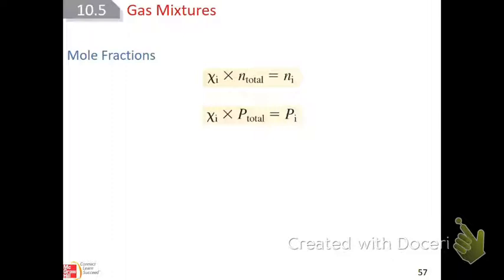Okay, notice what you can do here. The mole fraction times the total number of moles is going to equal the moles of that component, okay? And then if you know the total pressure, then you can find the partial pressure if you know the mole fraction. That's pretty straightforward. Let's see how you calculate this.